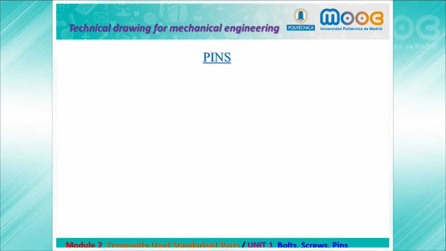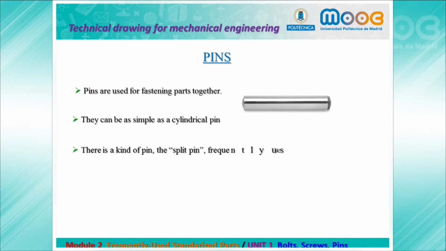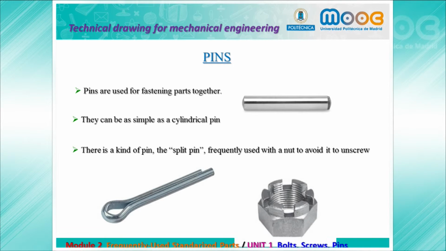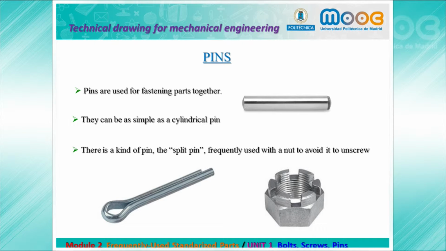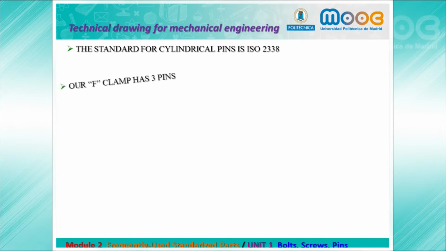Pins. Pins are used for fastening parts together. Here you can see a simple cylindrical pin, and there is a kind of pin, the split pin, which is frequently used with a nut to avoid it to unscrew. The standard for cylindrical pins is ISO 2338.